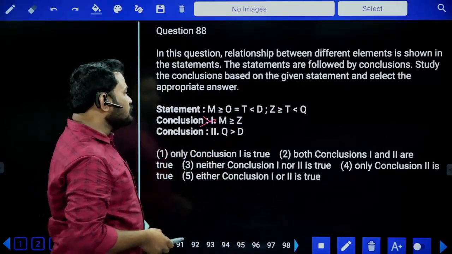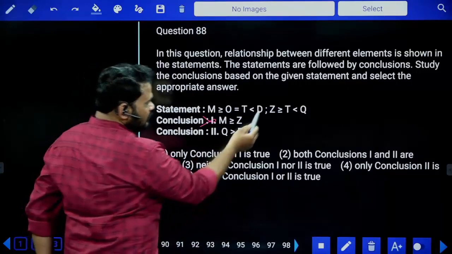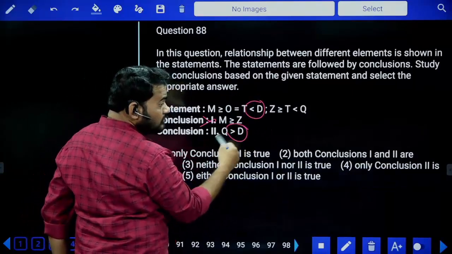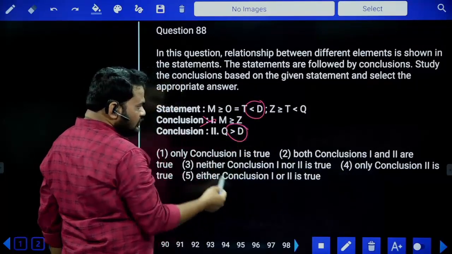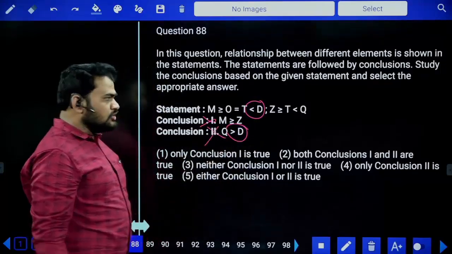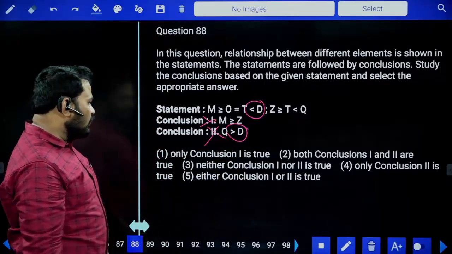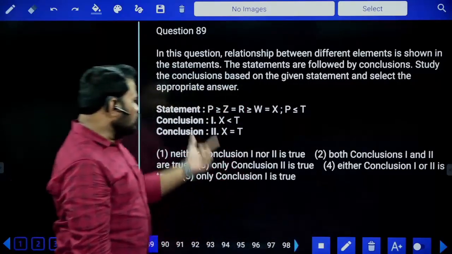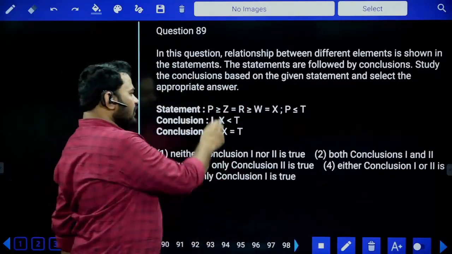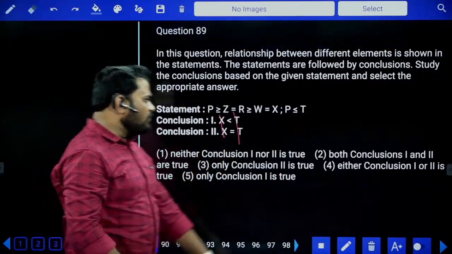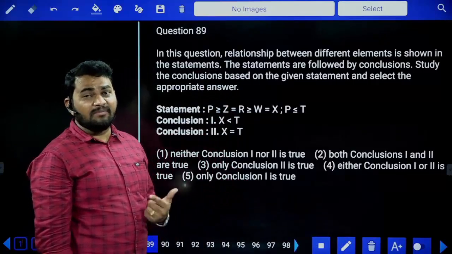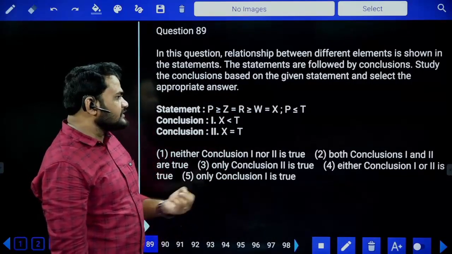Next, observe letter D. Towards D symbol is opened here, but towards D symbol is not open. That means both are in contradiction, hence it is also wrong. So the answer for this question is neither 1 nor 2 follows. 89. Look at conclusions here. Alphabet letters are same. If at all alphabet letters are same, then the answer may be either or. Let's confirm it here.